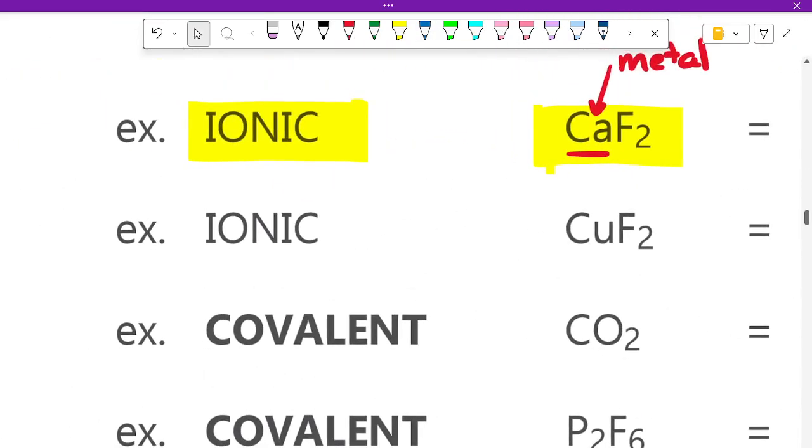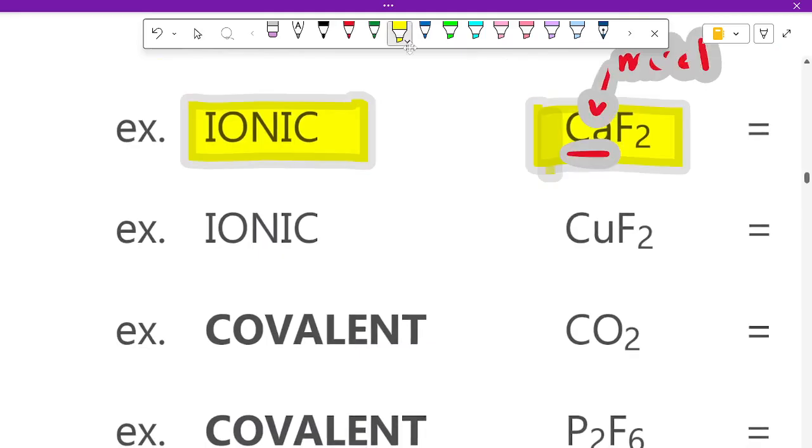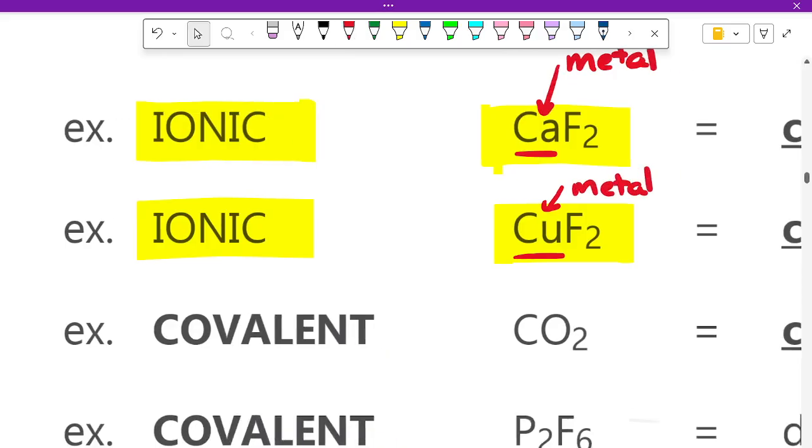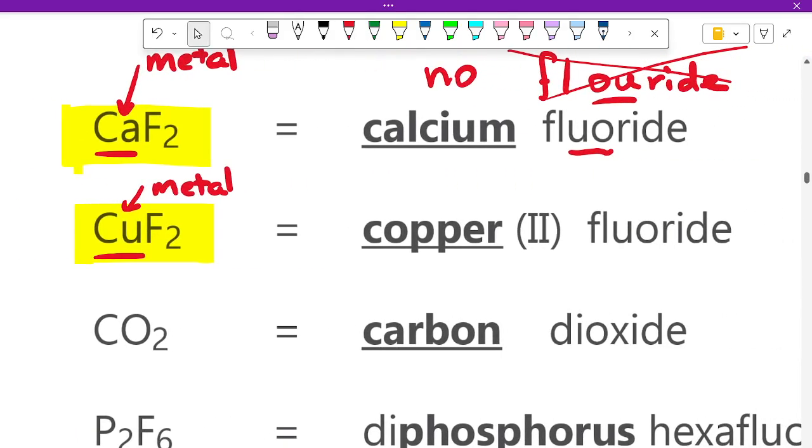How can we tell that CuF2 is ionic? We can tell because Cu is a metal. Now, later on, not yet, you will learn why we have a Roman numeral in the middle of that, but we don't need those yet. So just ignore the Roman numeral for now.